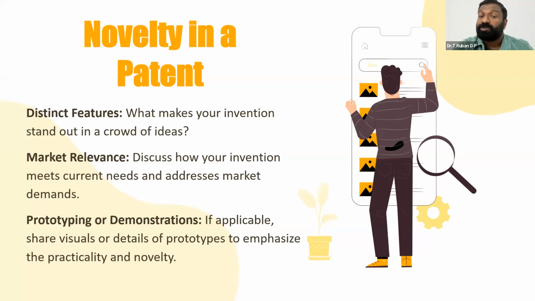And the next important thing is market relevance. Picture your invention as a solution to a problem which is faced by many, or which everyone faces. Talk about how it meets the current needs of the world, like the gadget everyone wants right now. It's like making sure your invention is not just cool, but also incredibly useful. In prototyping or demonstration, it's like giving your audience a sneak peek behind the scenes, emphasizing the real world practicality and novelty of the invention.